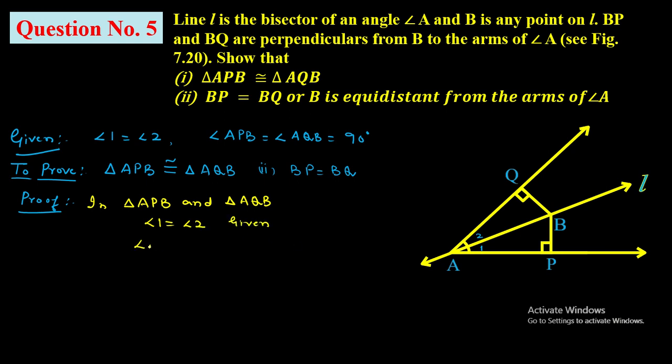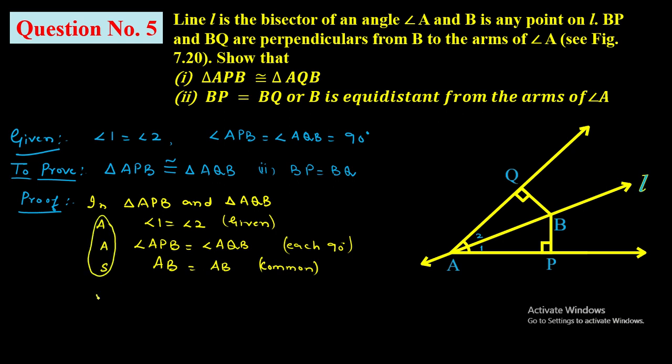Similarly, it's given that angle APB is equal to angle AQB, as both are equal to 90 degrees, and then it's given that AB is equal to AB, as it is common in both the triangles. Thus we can say by angle side criteria that the two triangles are congruent.